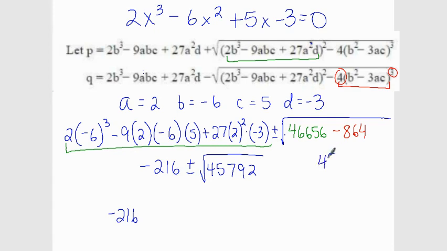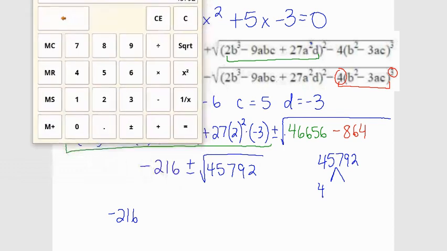So 45,792, well, I know that's divisible by 4 because 92 is divisible by 4. So we have, divide by 4, 11,448. There's another 4 in there. We got 2,862. We got another 2. So divided by 2, 1,431. 3 plus 1 is 4, plus 4 is 8, plus 1 is 9.